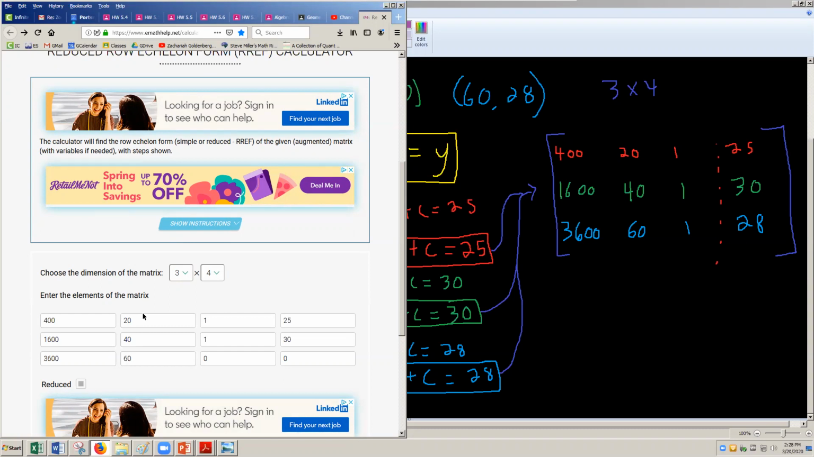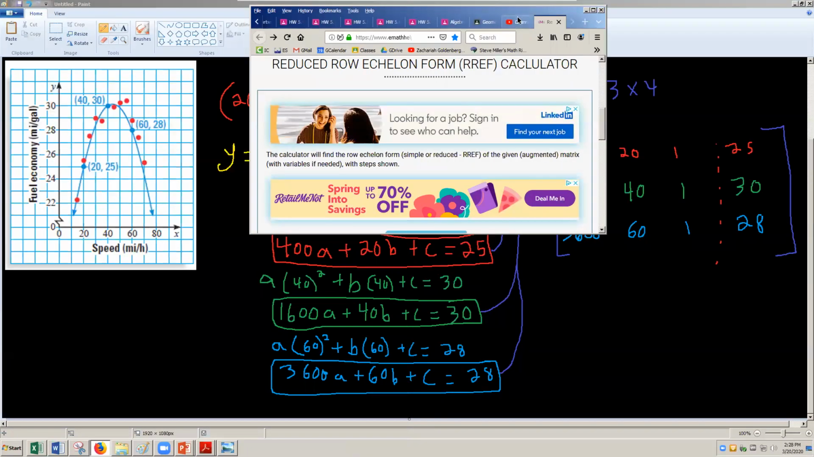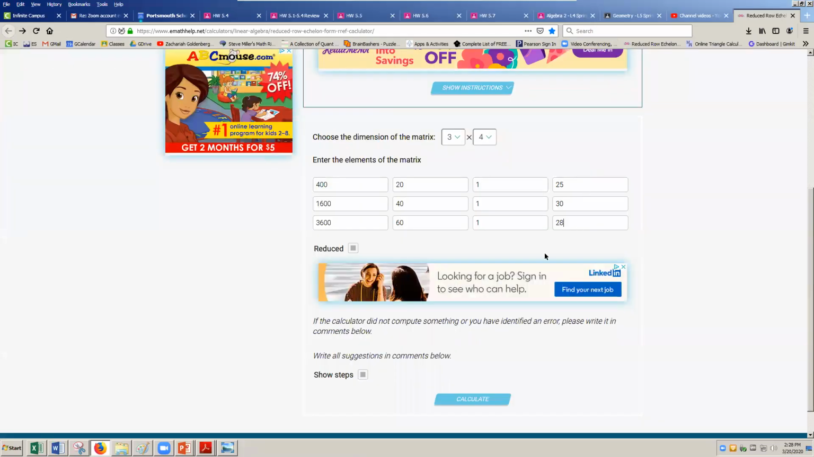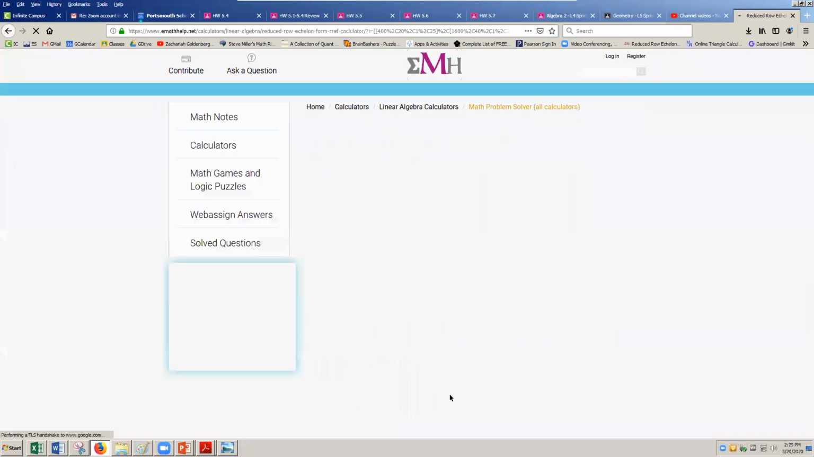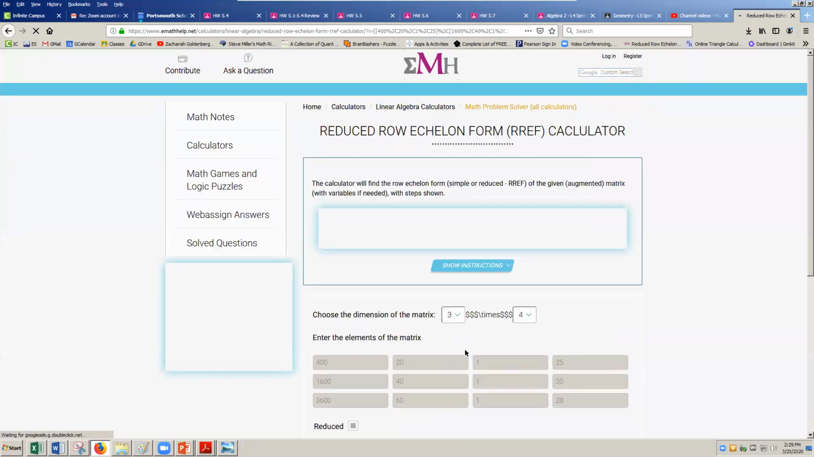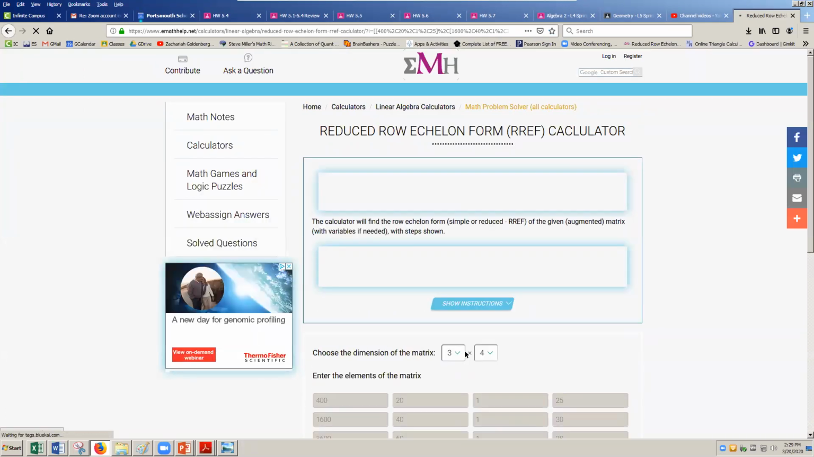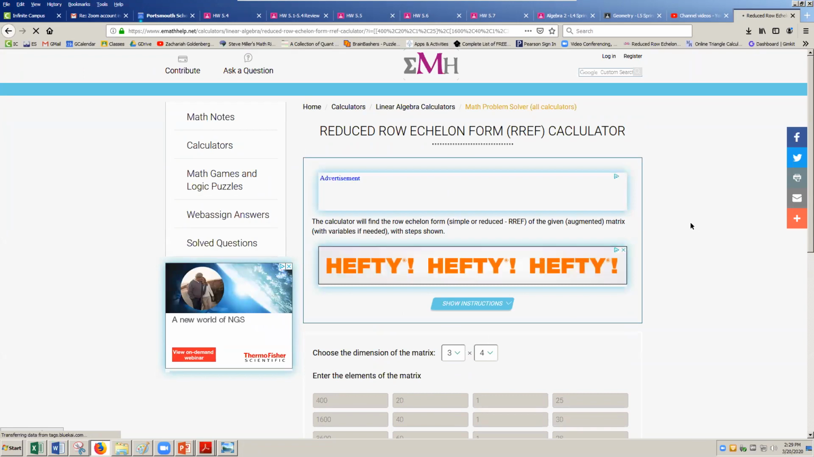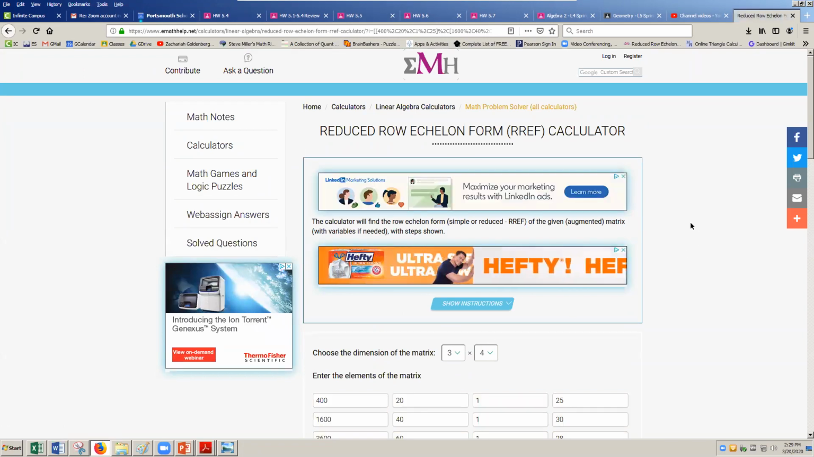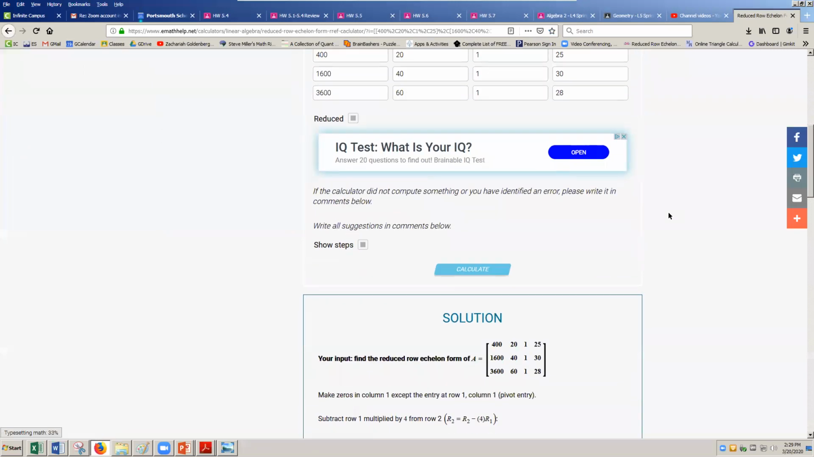Do all the work for me, please, because we don't want to do it by hand. Been there, done that. And now we just go to calculate at the bottom here. You can show the steps or not, doesn't really matter. It's kind of cool to see the steps, but again, we didn't do a whole lot of the actual reducing of the matrix using row multiplication and stuff like that.